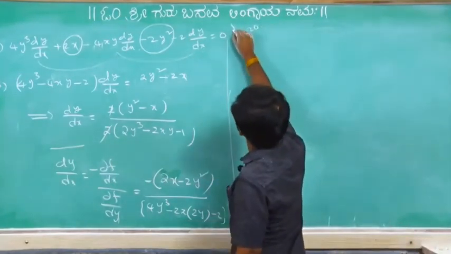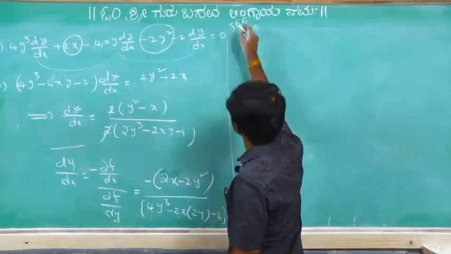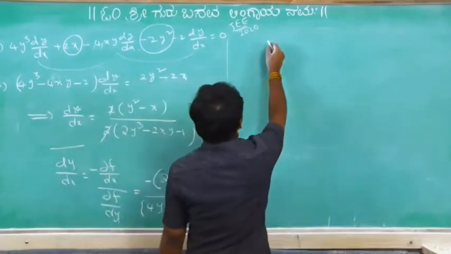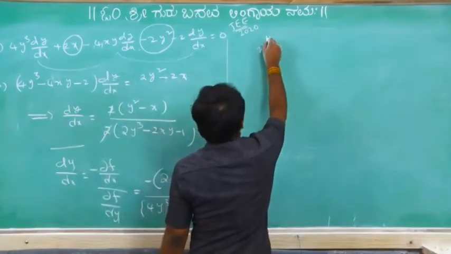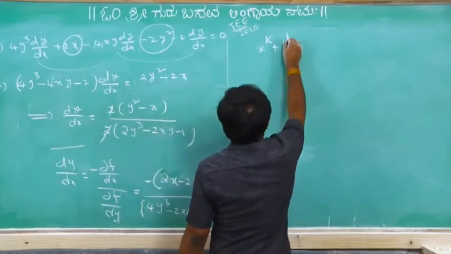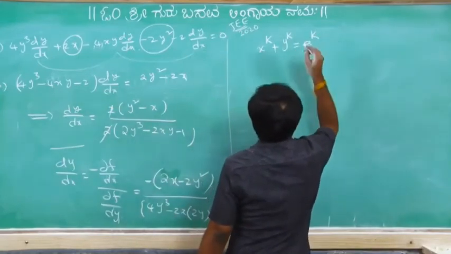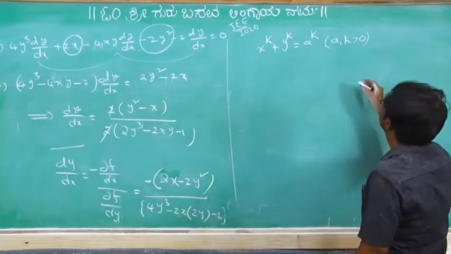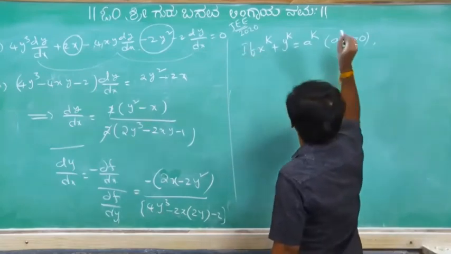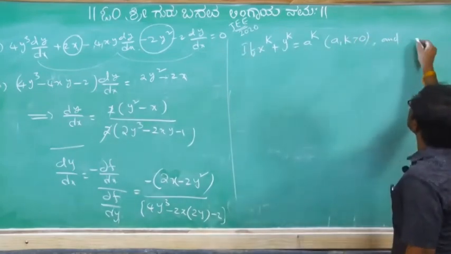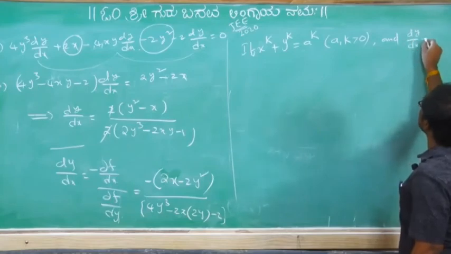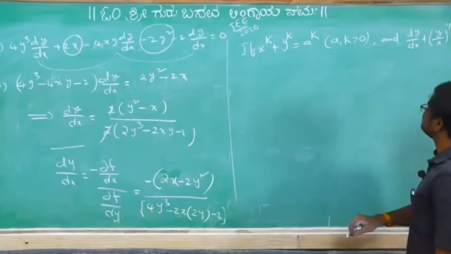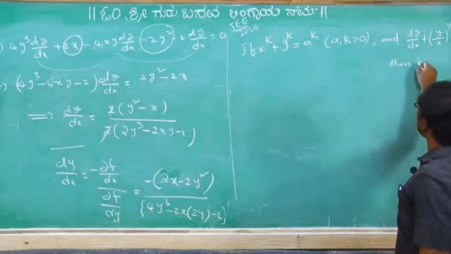In January 2020 JEE, one problem was given based on this chapter, we will try that problem. x to the power of k plus y to the power of k equal to a to the power of k, where a and k greater than 0, and dy by dx plus y by x whole to the power of 1 by 3 equal to 0, then find the value of k.